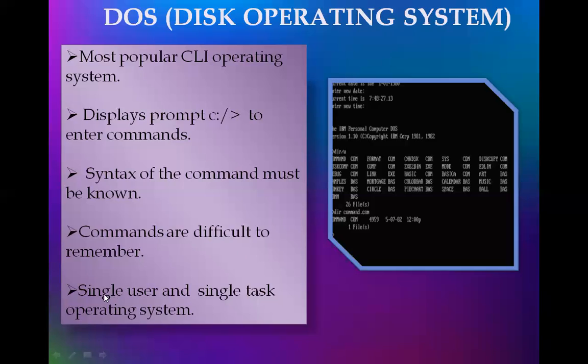The DOS operating system is a single user and single task operating system. Single user operating system means that only one user can work with this operating system at one time. It does not allow multiple users at the same time to run their different tasks. At the same time, it allows only one user. That's why the DOS operating system is also known as a single user and single tasking operating system.